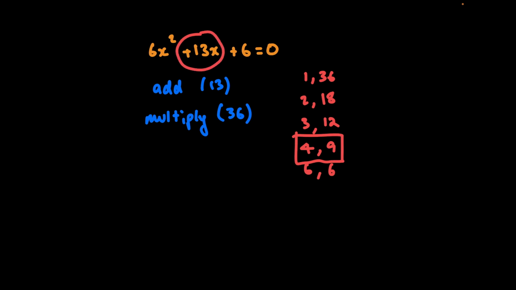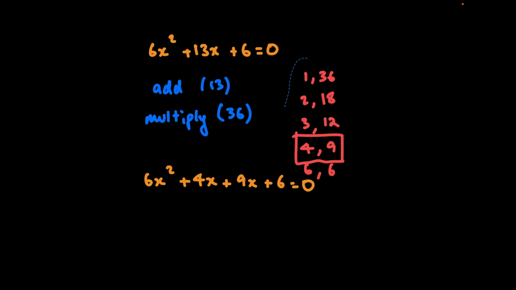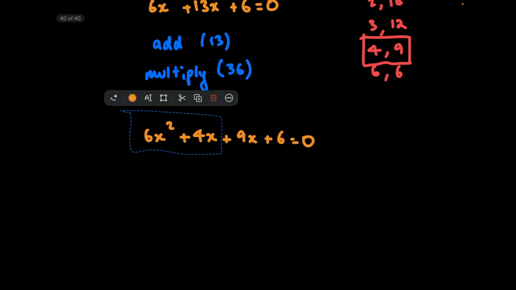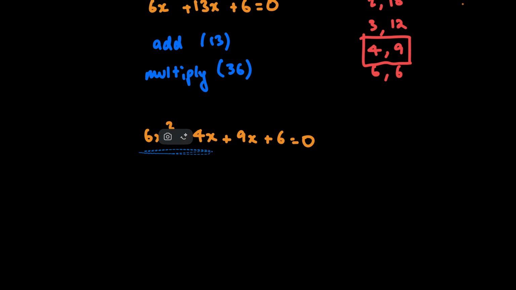So we're going to split the middle term, exactly like that. What I'm going to write is 6x squared plus 4x plus 9x plus 6 equals 0. And let's continue factorizing. We're going to group them up into groups of 2 as well. So from the first two terms, we can factorize out a 2x. If we factorize out a 2x from this first term, we're left with a 3 as well as an x. And from the second term, the 4x, we're left with a 2.